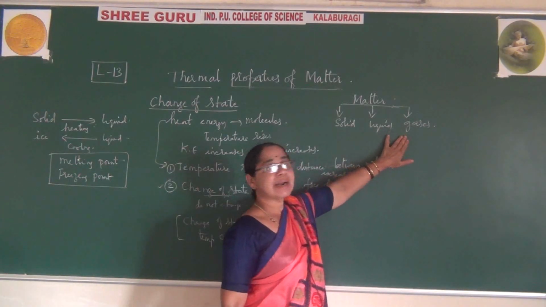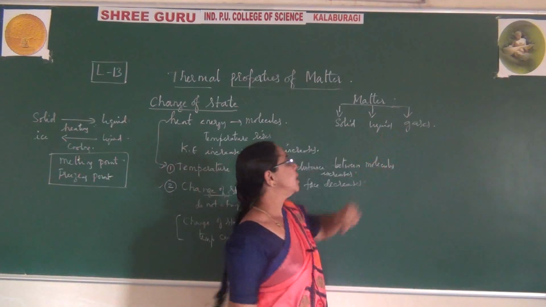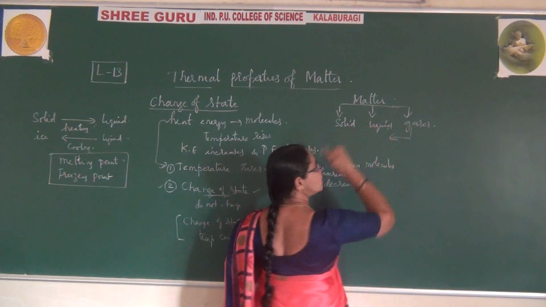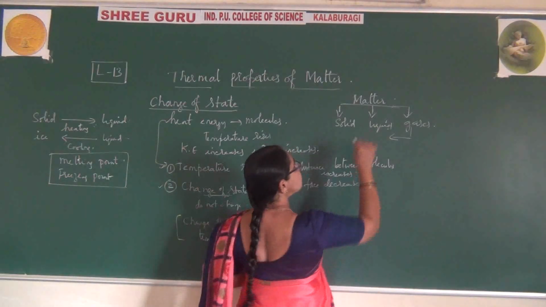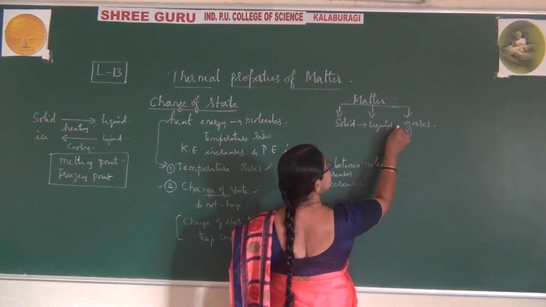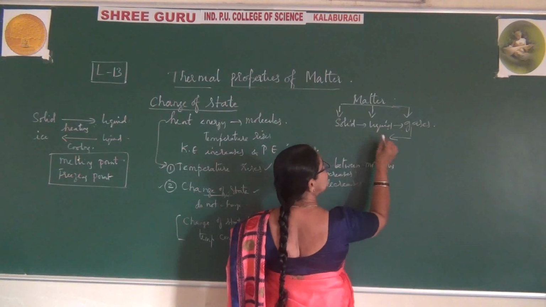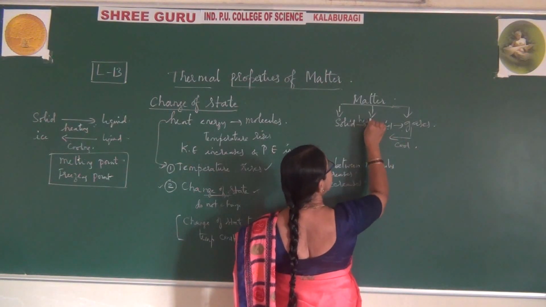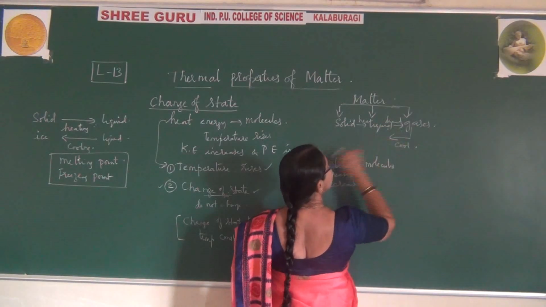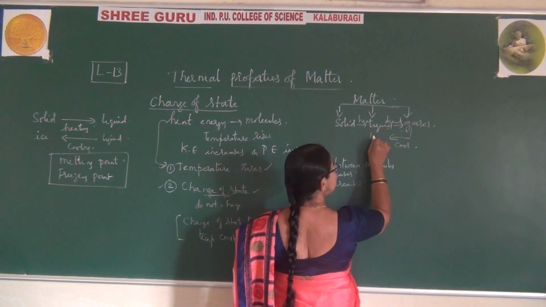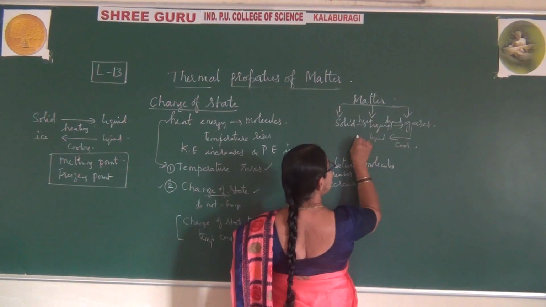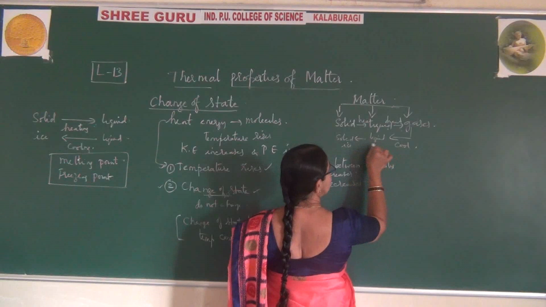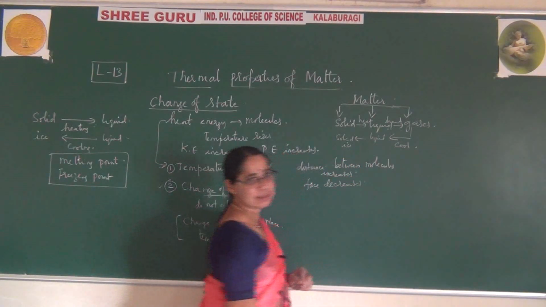Now, if you cool the gas, it becomes liquid. This is the heating process; when you reverse it, we are cooling. Cooling the gas, it becomes liquid. Again, this liquid becomes solid, that is ice. So by cooling this, it becomes like this.